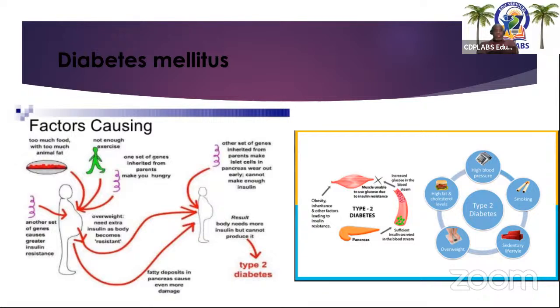You are learning some more. You clearly understand the difference between diabetes mellitus type 1 and type 2. But now let's look at this picture. You're the pancreas now. So sufficient insulin secretes into the bloodstream, and there is increased glucose in the bloodstream. Once there's an increase there, the muscle cell will receive glucose. But in type 2, the muscle is unable to use glucose due to insulin resistance.